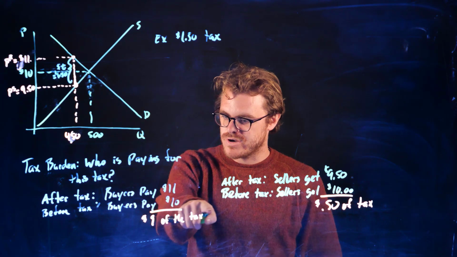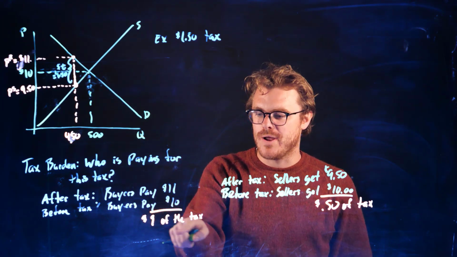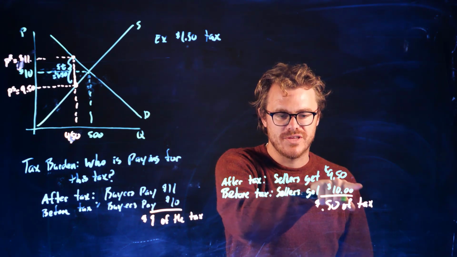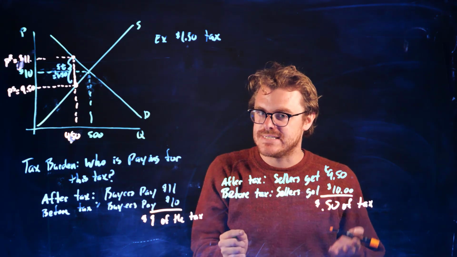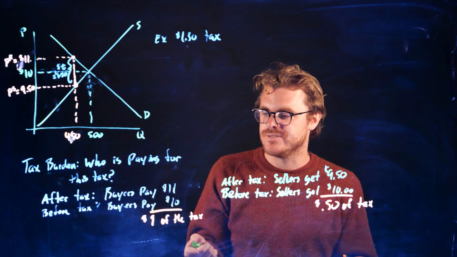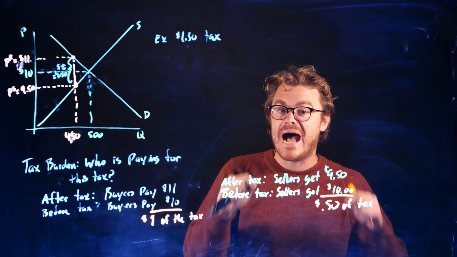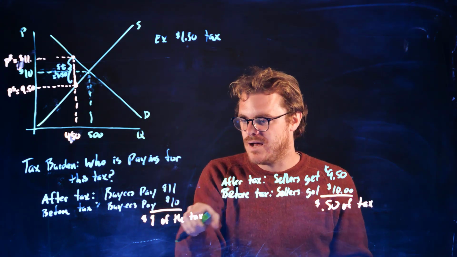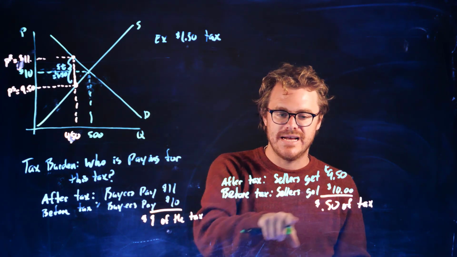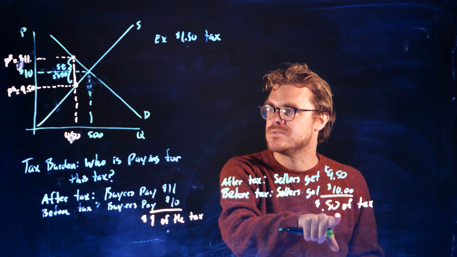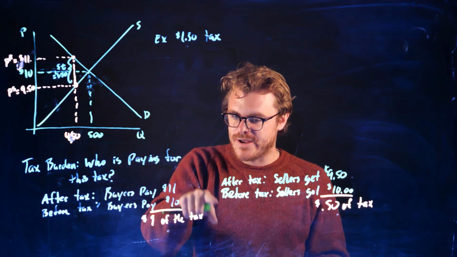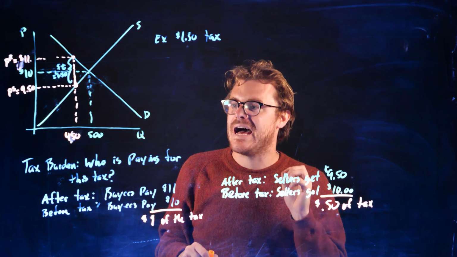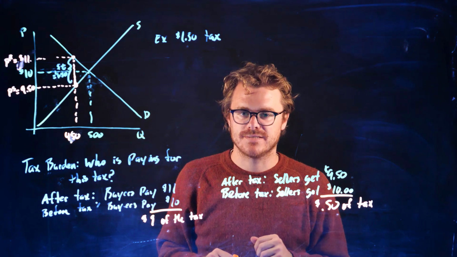Now when we look at the burden of the tax, the buyers have a larger burden. They're paying $1 of this $1.50 tax, while the sellers are only paying 50 cents of this tax. So the tax is not shared evenly between buyers and sellers. And again, it doesn't matter if we actually put the tax on the buyers or sellers. Either way, buyers are going to pay $1 of the tax, and sellers are going to pay 50 cents of that tax. Who has the bigger burden is going to depend on elasticities. In particular, whoever has the more inelastic curve is going to pay more of the tax. Let's take a look.